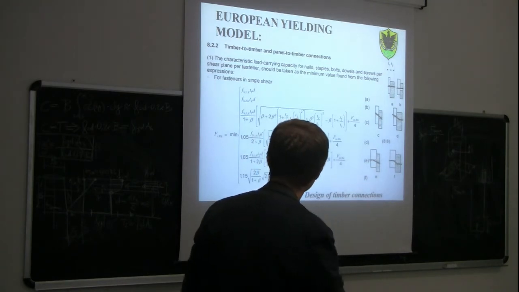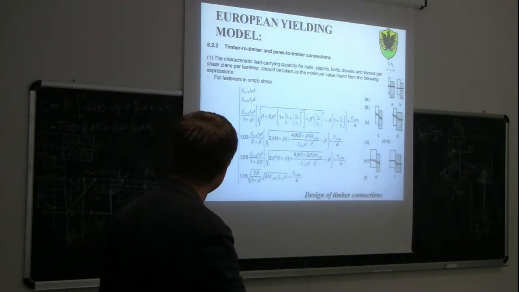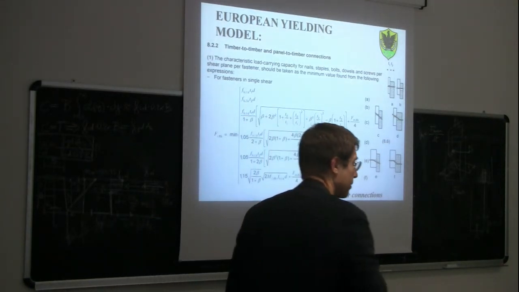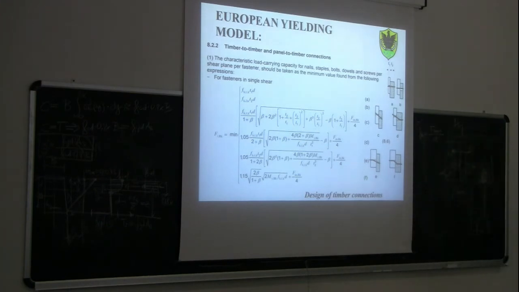So basically, the Fv,Rk, so V is shear, the characteristic shear strength, is the minimum among 6 different values. So we have 6 different formulas that were derived by considering the equilibrium, by basically imposing the equilibrium of the forces, and each of those values is associated to a different possible failure mechanism.